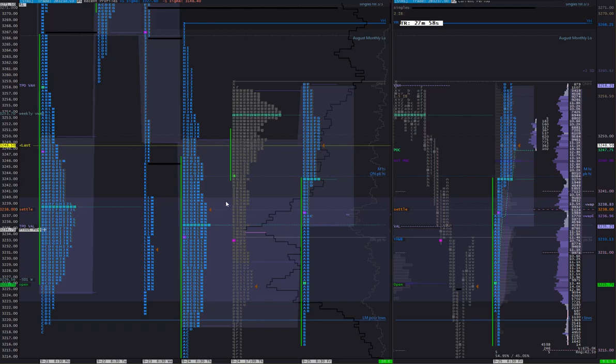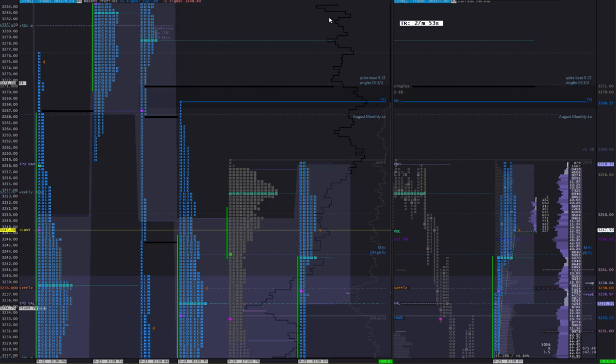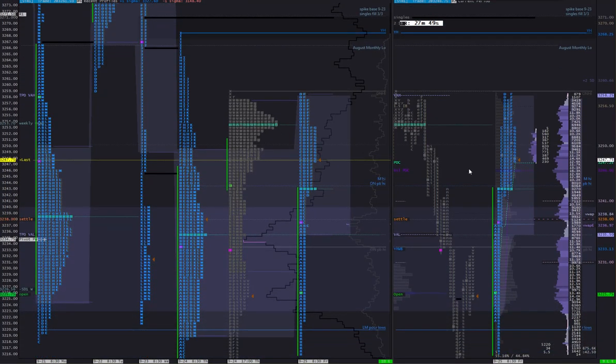So unless we can single print out of here and make double distribution, I'm not seeing this. We already made all 1.5 IB. Today's range is 42 points. It's Friday. It's going to be a boring afternoon, I think.